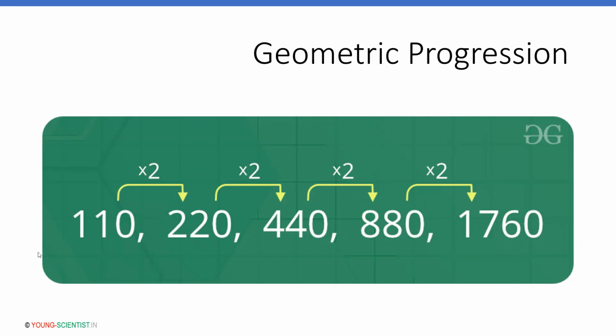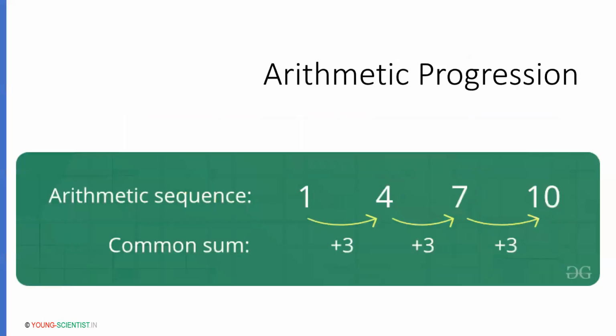By changing the first number, the initial term, and the common ratio, you can get a variety of sequences. Now, this common ratio can be a whole number like 2. It can even be a fraction or a decimal number. And the same applies to the arithmetic progression as well.